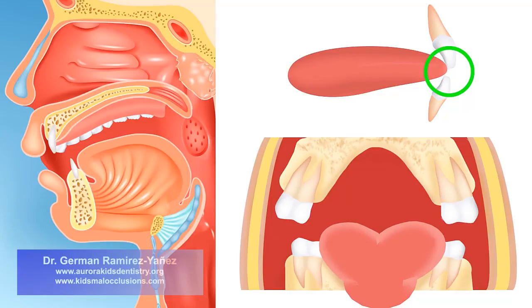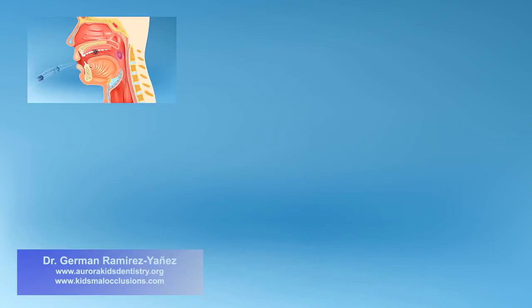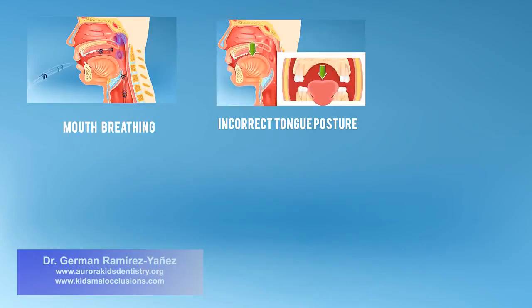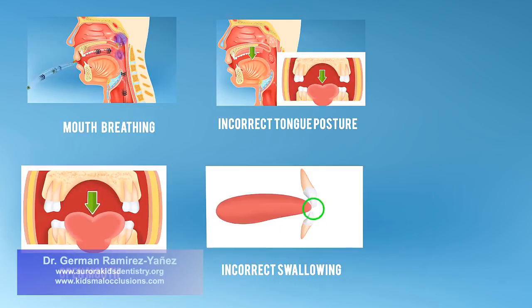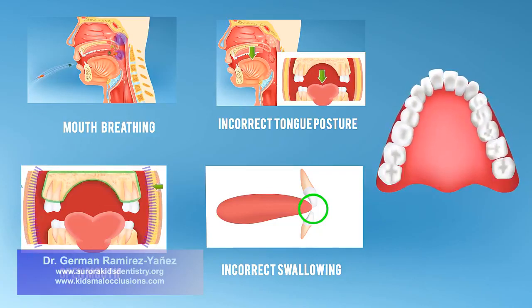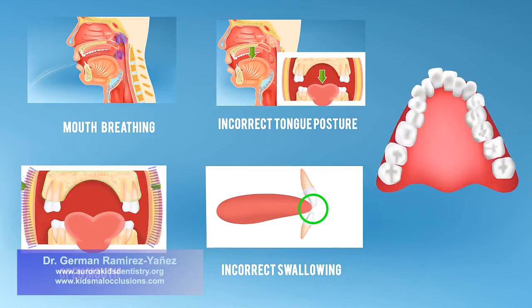That is called an open bite, as your upper and lower front teeth do not touch when you close your mouth. All those dysfunctions, mouth breathing, incorrect tongue posture, open mouth, and incorrect swallowing are going to continue affecting the growth and development of your upper and lower jaws. And as a consequence, there is less room for your teeth and they become crooked.